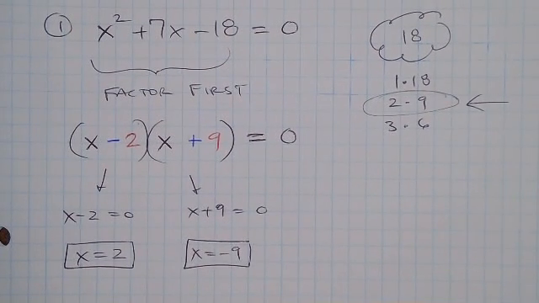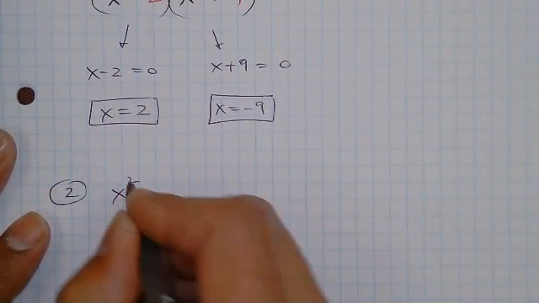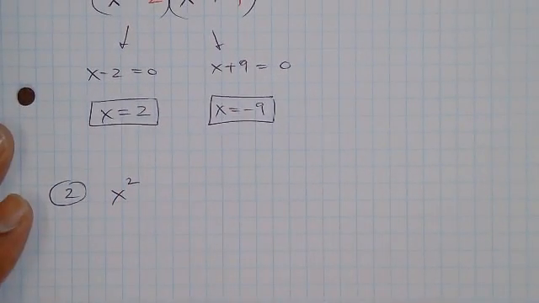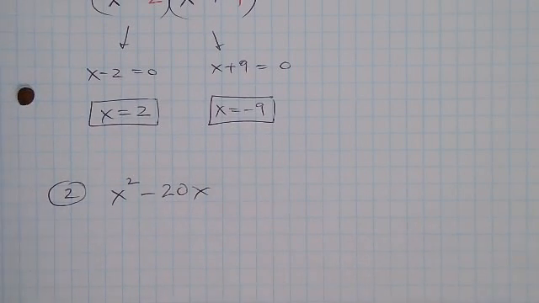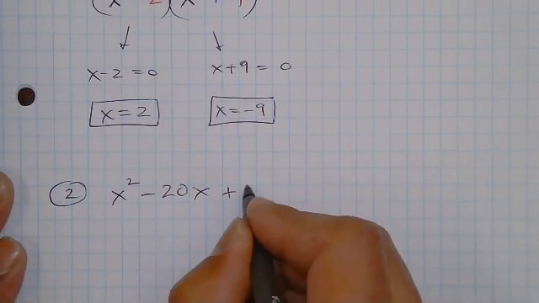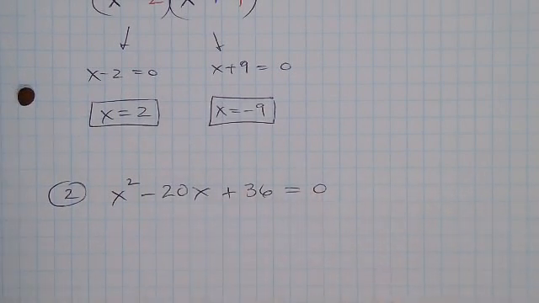All right, we're good with that one? All right, I'm going to put another one. I'm going to throw you a curveball. Ready? No questions on this one? All right, number 2. What if I put x squared, let me think of something good, minus 20x plus 36 equals 0. Oh, no.